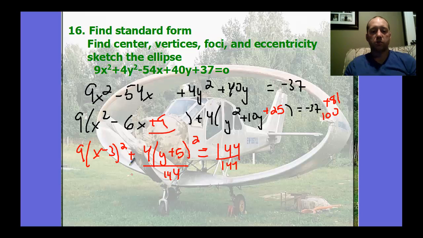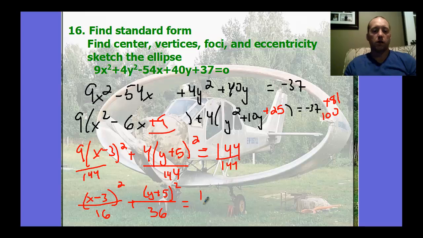Dividing each fraction by that, which reduces to 16 here, and (y plus 5) squared over 36 is there, and equals 1. So there is my standard form for that ellipse.